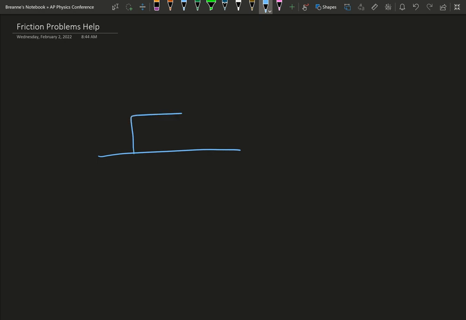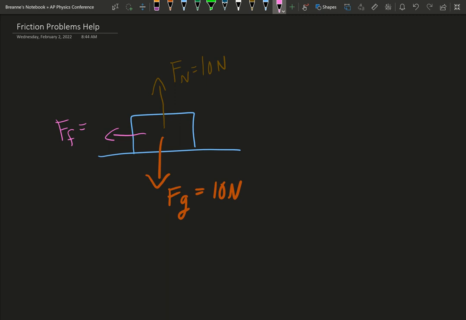So you have a box, and the force of gravity on the box is, let's say, 10 newtons. We have a normal force because the box is sitting on the table, and we're going to say that normal force is, guess what, 10 newtons. The box is sliding across the ground, so we have a force of friction, but we don't know what that is.